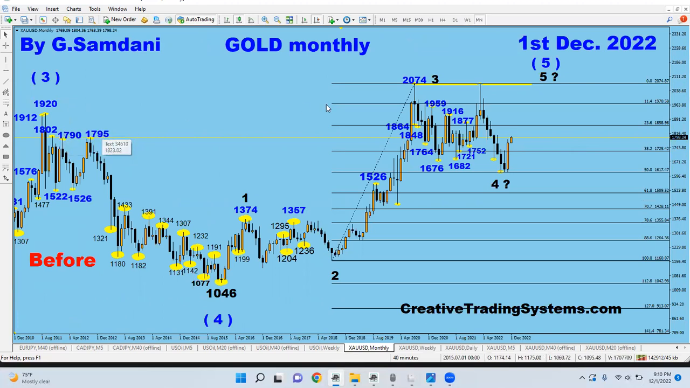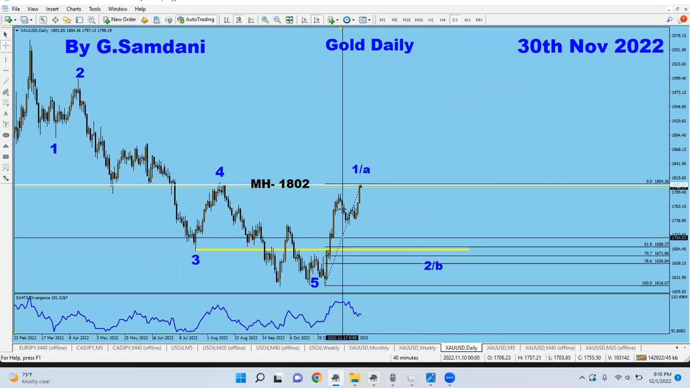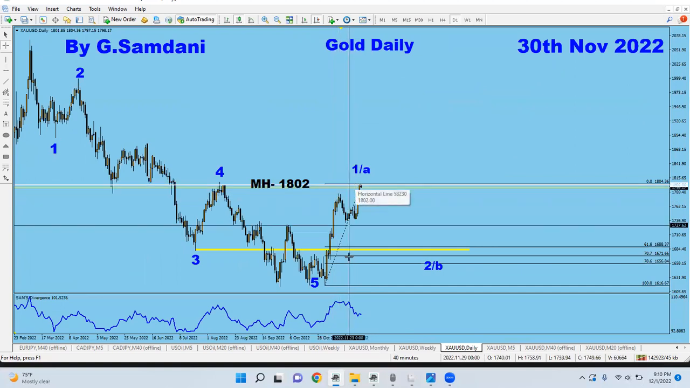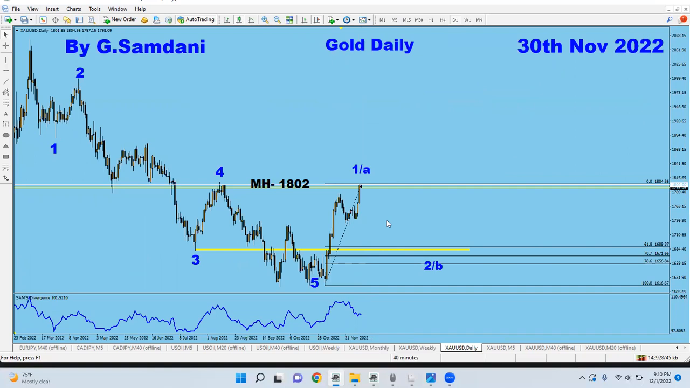If I'm wrong, then it will just go up, break 1802 and continue to the upside. But I think it's not going to do that because of the divergence. A big time divergence is happening here. You can see my indicator, Sam's divergence, is posting a big divergence here. The price made a higher high, and from this high to this high, look at that indicator. I have like 90% chances that we're going to be dropping from there.